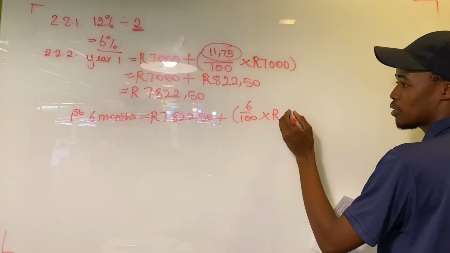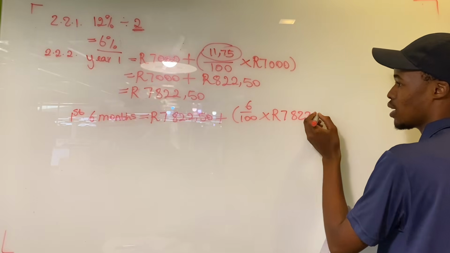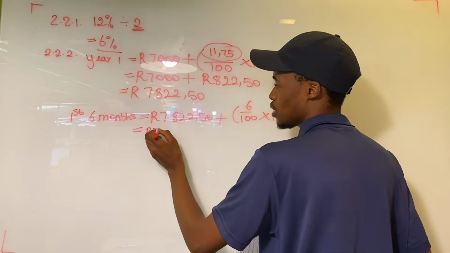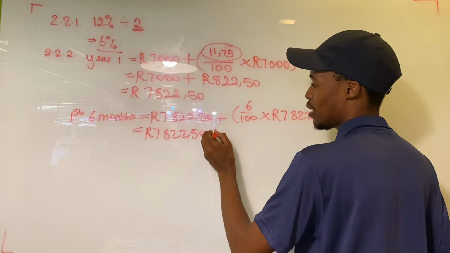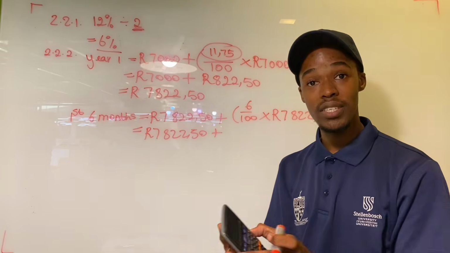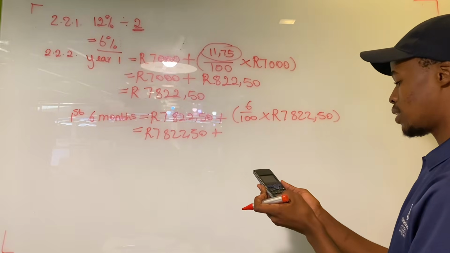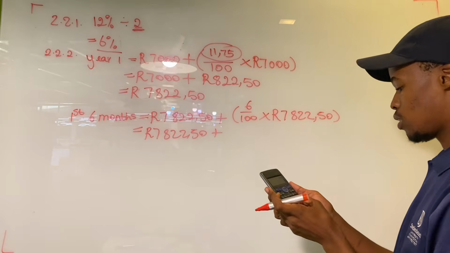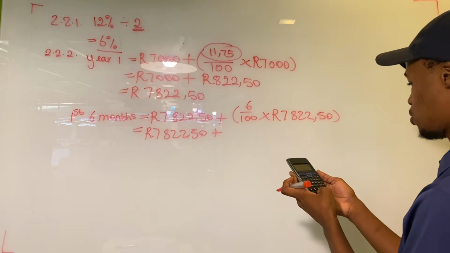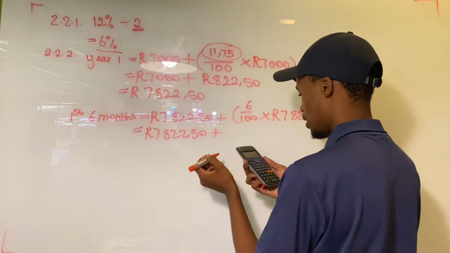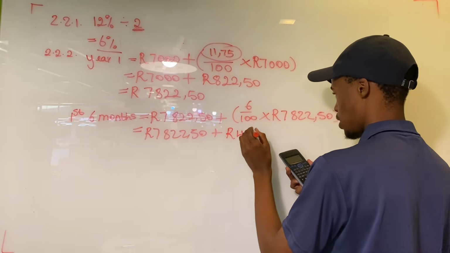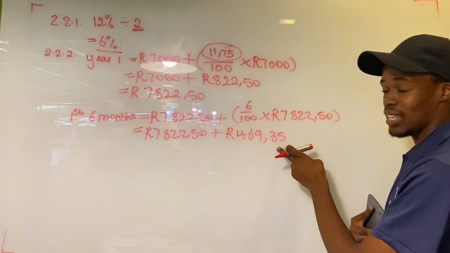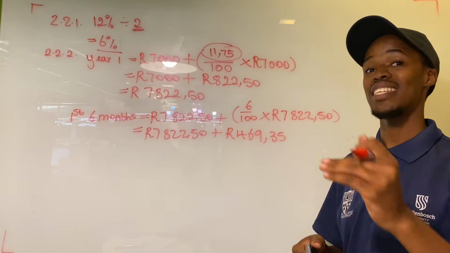So we're going to multiply by 7,822 rands 50 cents. We're basically doing the same thing we did here: 7,822 rands 50 cents, plus now we calculate the interest for the first 6 months of the second year. So it's 6 over 100 multiplied by 7,822 rands 50 cents. That gives us a total of 469 rands 35 cents, right? This is the interest that he has to pay for the first 6 months of the second year.